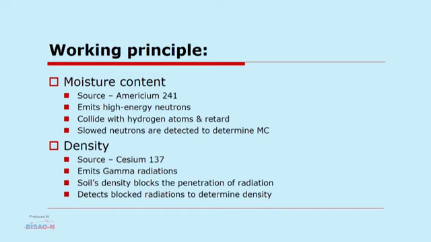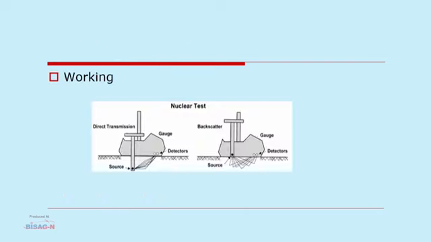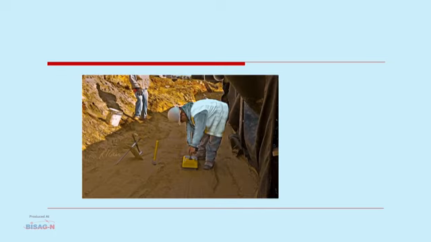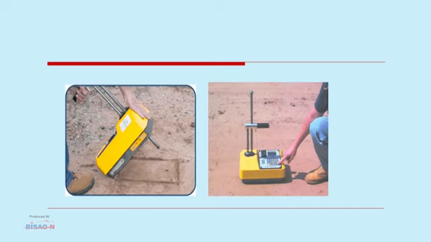The density measured by the nuclear densometer is done by the source beryllium-137, which emits gamma radiation. The soil's density blocks the penetration of the radiation, and the detector detects the blocked radiation to determine the density. This is the working of the nuclear densometer. This is one of the pictures where the nuclear densometer is being used for determining the soil compaction in ground improvement techniques. This is the on-field utilization of the nuclear densometer.